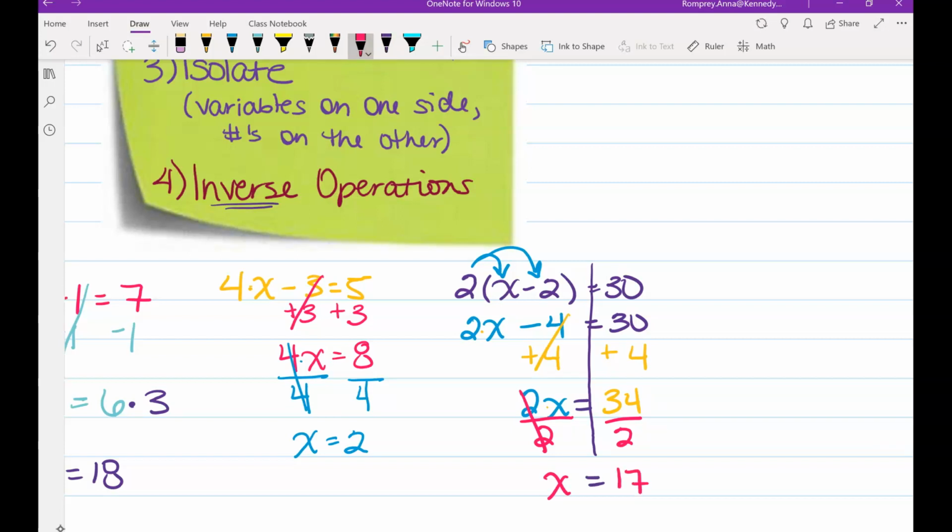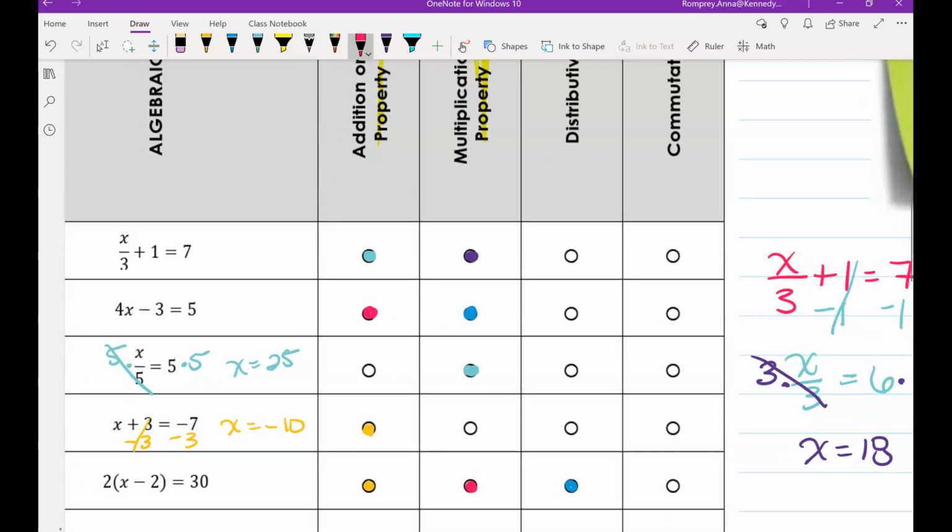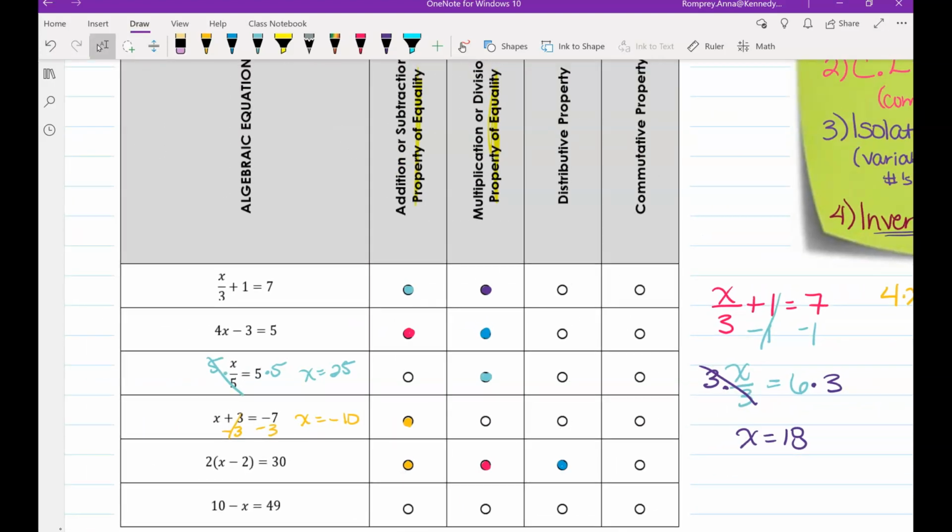17. So let's plug it back in and check real quick, just to make sure we didn't make any arithmetic errors. So 17 minus 2 gives me 15, because I do what's in the parentheses first. And then 15 times 2 gives us 30. Awesome. So let's go ahead and check off that division property of equality. And we used 3 different properties that time.